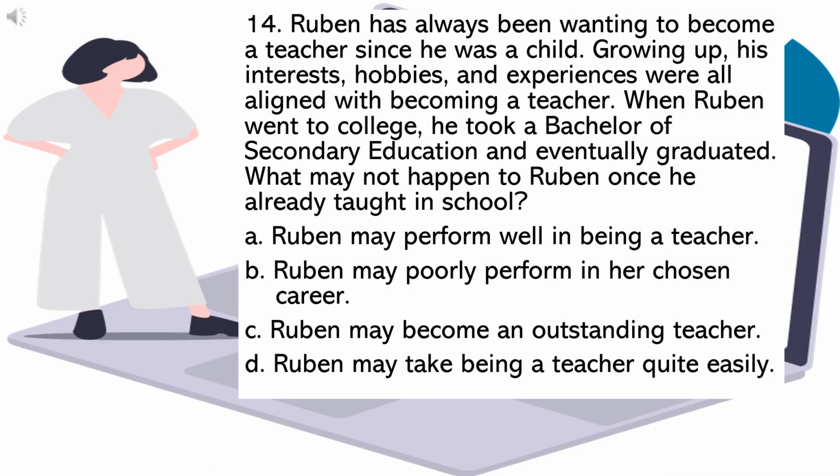14. Ruben has always been wanting to become a teacher since he was a child. Growing up, his interests, hobbies, and experiences were all aligned to becoming a teacher. When Ruben went to college, he took a Bachelor of Secondary Education and eventually graduated. What may not happen to Ruben once he already taught in school? A. Ruben may perform well in being a teacher. B. Ruben may poorly perform in her chosen career. C. Ruben may become an outstanding teacher. D. Ruben may take being a teacher quite easily.